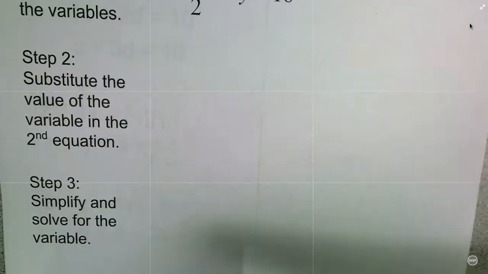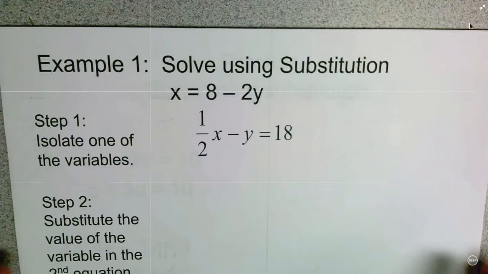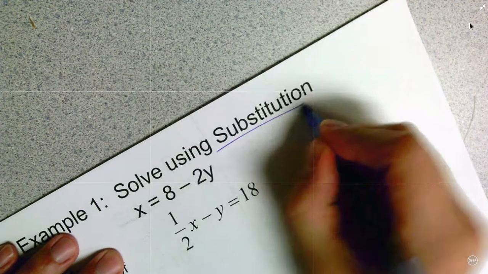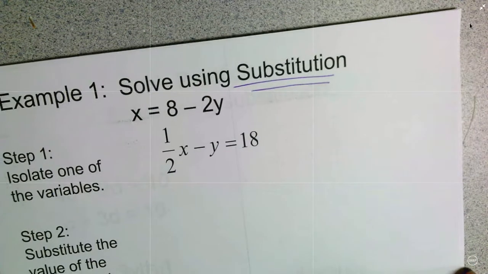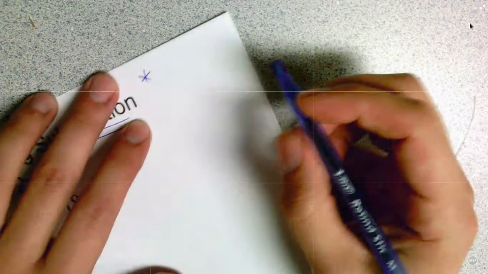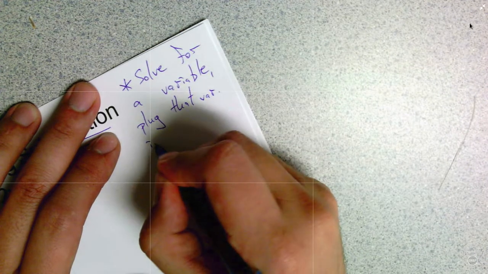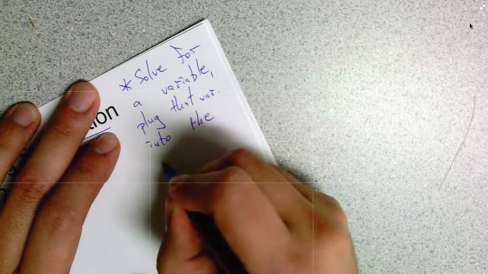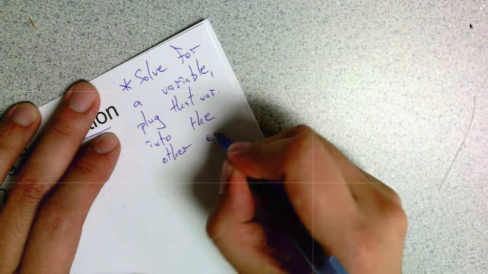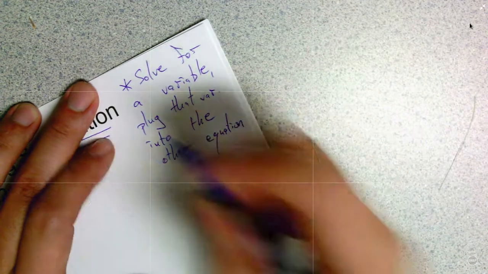Okay, all right, so next page. So substitution. So we're at example 1 here. We're going to solve using substitution. Before we jump into this example, let's talk about what substitution is. Substitution is when we solve for a variable, and then we plug that variable into the other equation. Okay. So that is what substitution is.